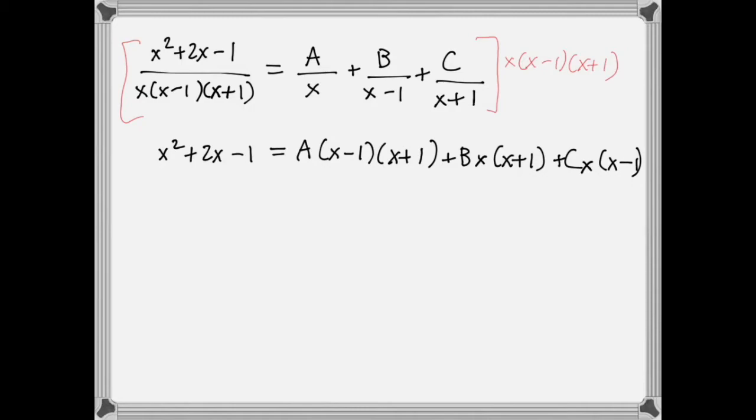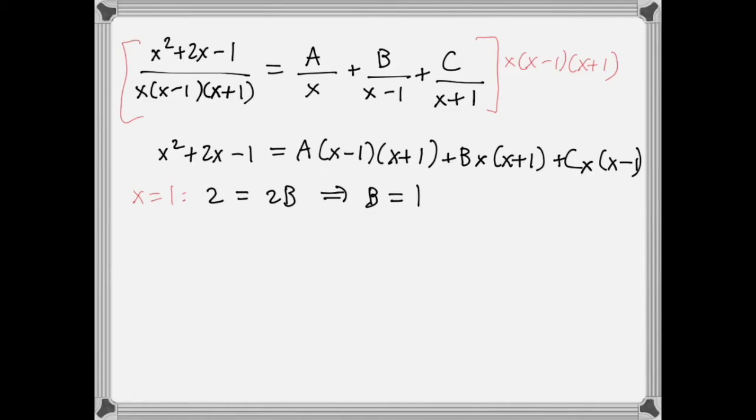So we can plug in any values we want. So let's plug in stuff that's going to get rid of the right side. First, I want to get rid of the a and the c. I can plug in x equals 1, right? So if I plug in x equals 1, on the left, I get 1 plus 2 minus 1. That's just 2. On the right, if I plug in 1, I get 2b. And that gives me b equals 1.